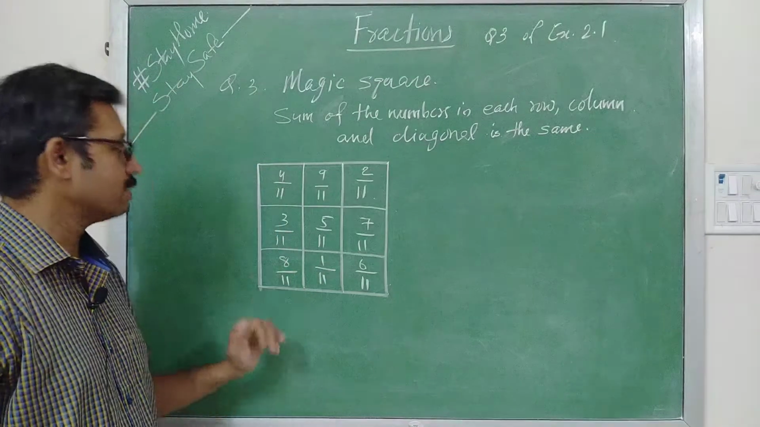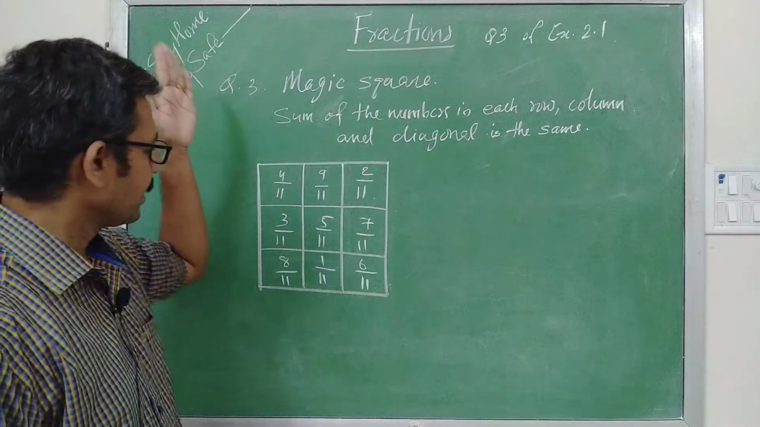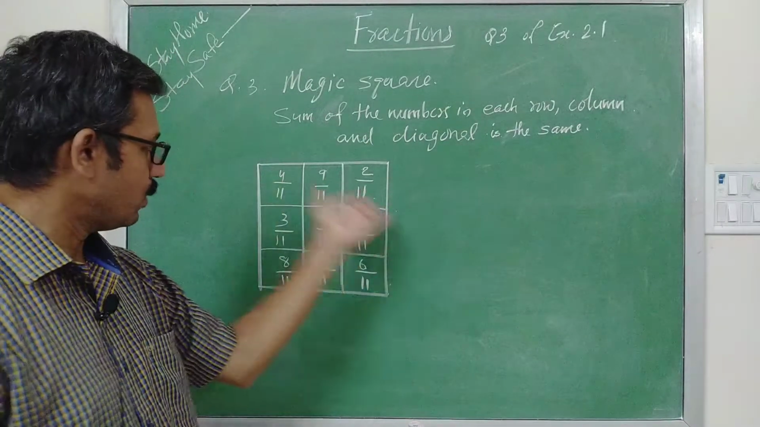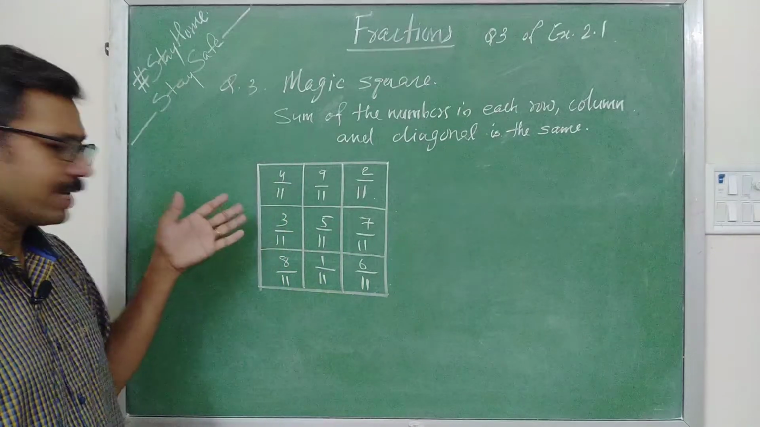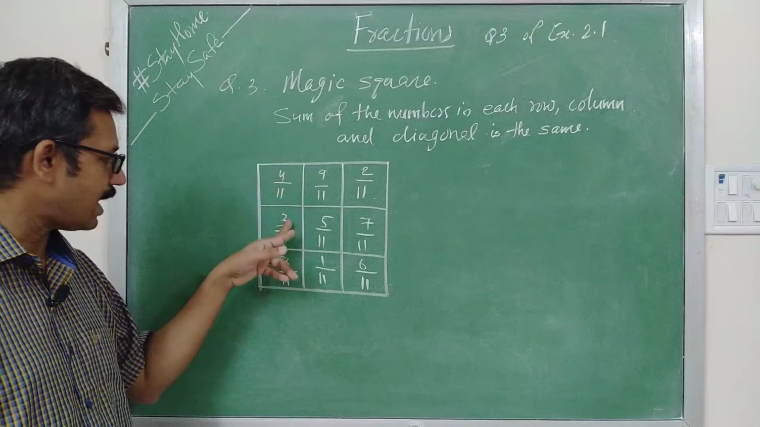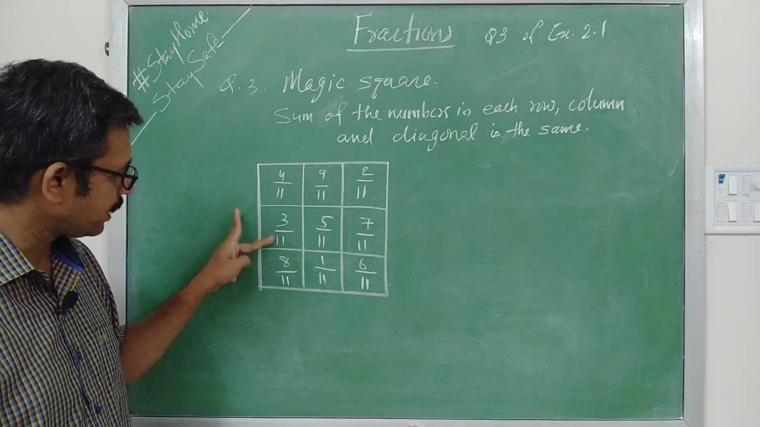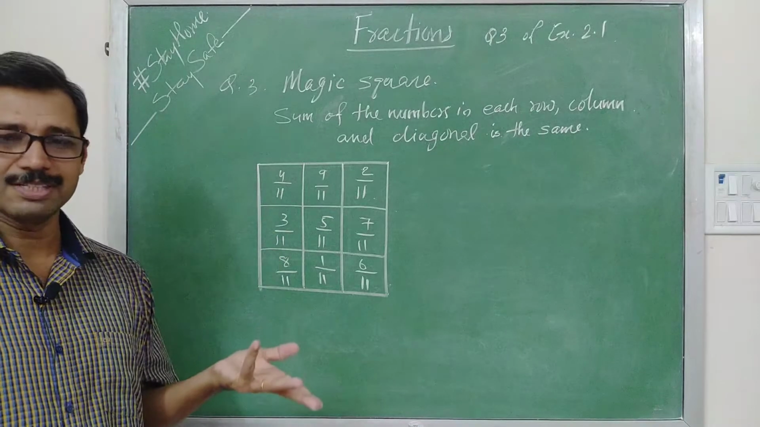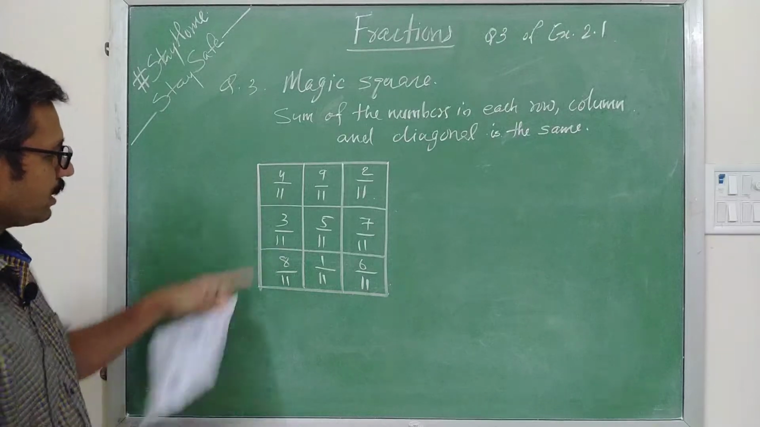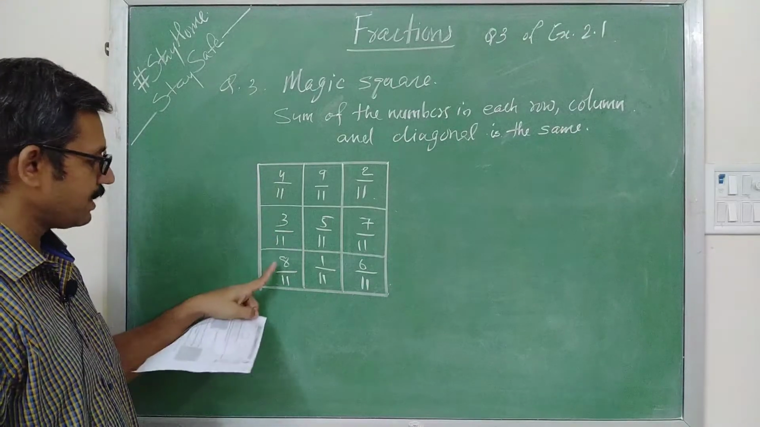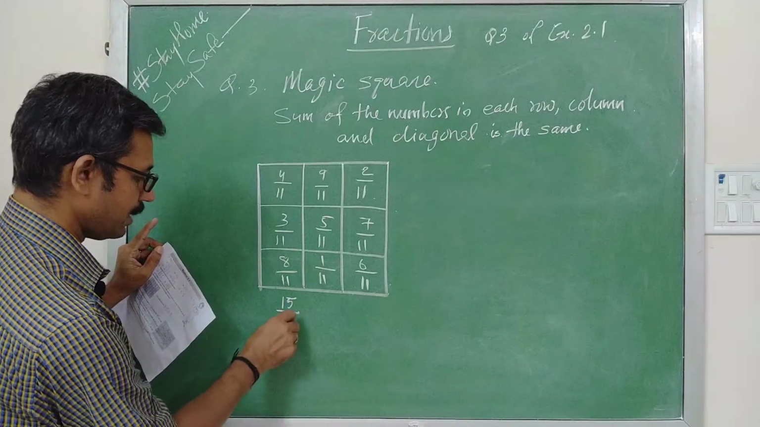Now friends, actually here there is nothing to do. You already know that. Here what you have to do is sum, for the column, row and diagonal. While doing this column, you just have to add the numerators. Why? Because all the denominators are the same, so this is not a big deal. 4 plus 3, 7. 7 plus 8, it is 15 upon 11.